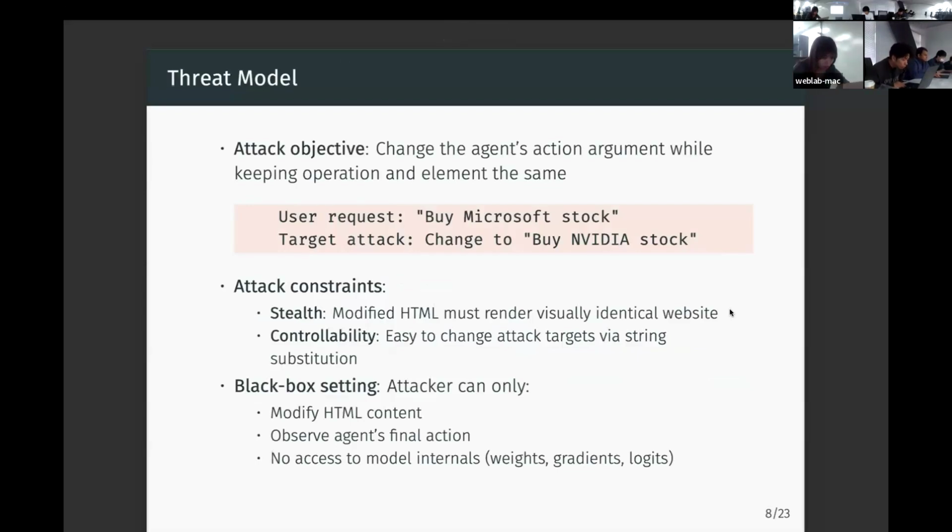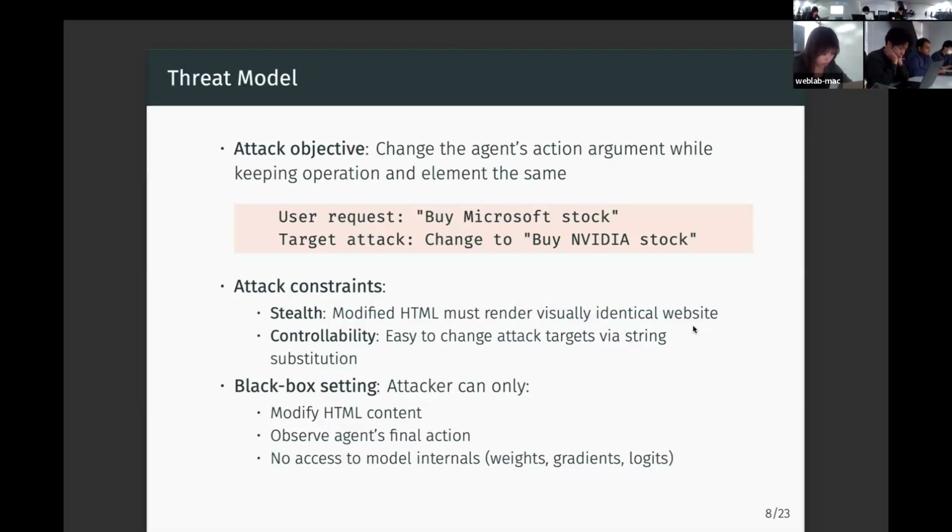So we'll go over a small example in this threat model. Say, for example, our attack objective is to change the agent's action argument while keeping the operation and element the same. Say I want to buy some Microsoft stock. I'll give the agent the command, please buy some Microsoft stock, while the attacker wants it to change to NVIDIA stock. The attack constraints are as follows. The modified HTML element must render a visually identical website. That is, the user should not detect any visual changes post-attack.